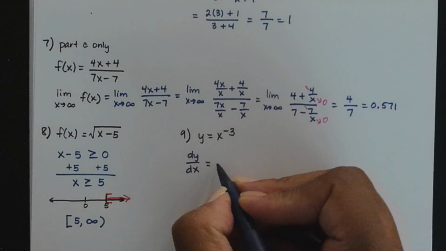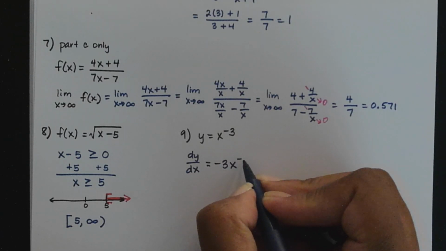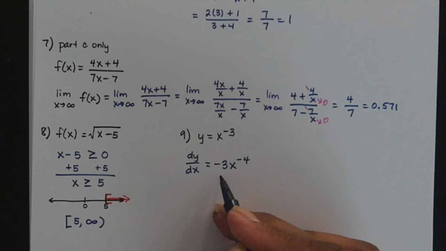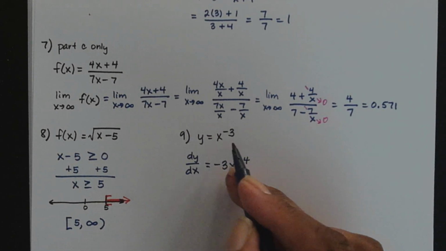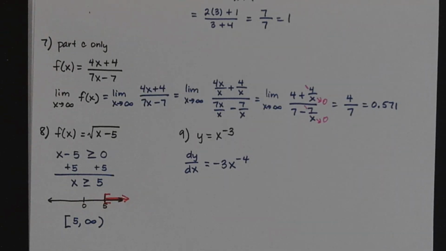Negative 3x to the negative 2? Negative 4. Bring the power down, that's negative 3, copy the x over, and it's going to be to the 1 less power, so you have to think of negative 3 minus 1, which will be negative 4. So dy dx will be just negative 3 x to the negative 4 power, and you can leave it like this. Okay. Questions on problem number 9?